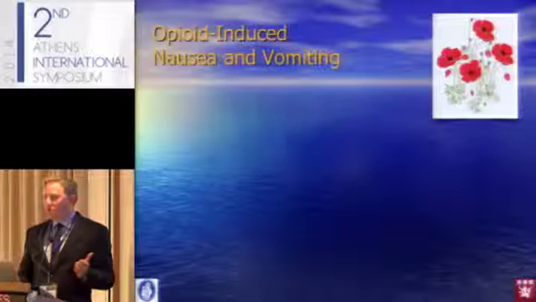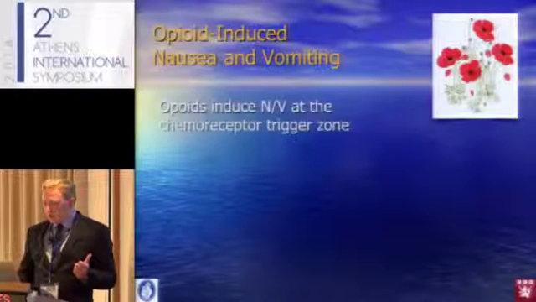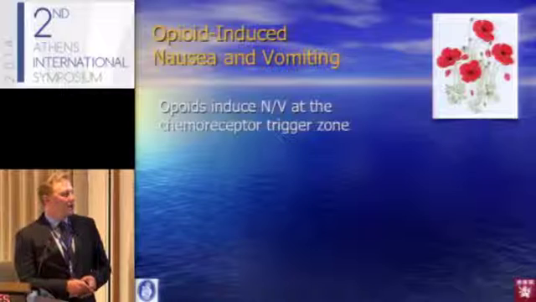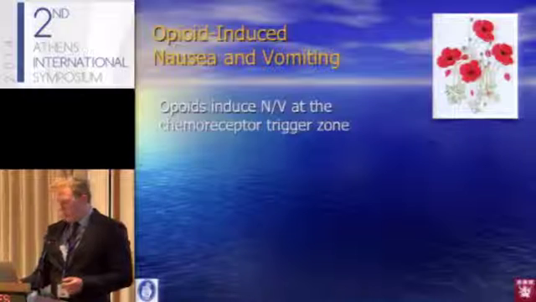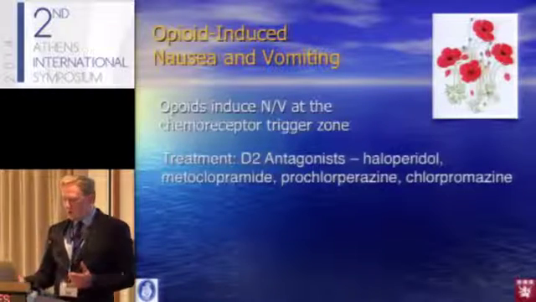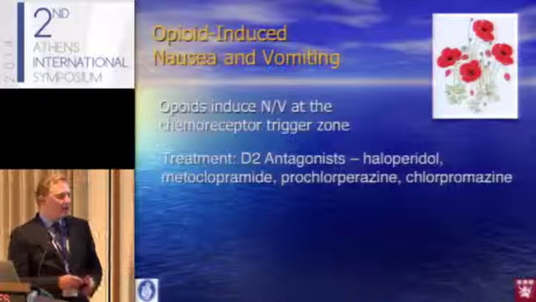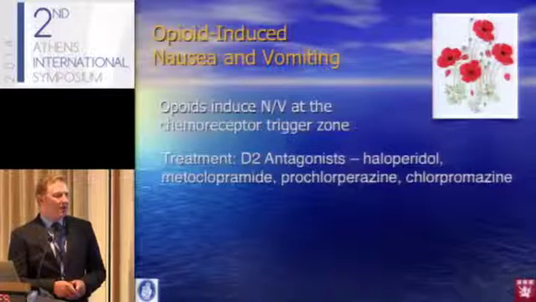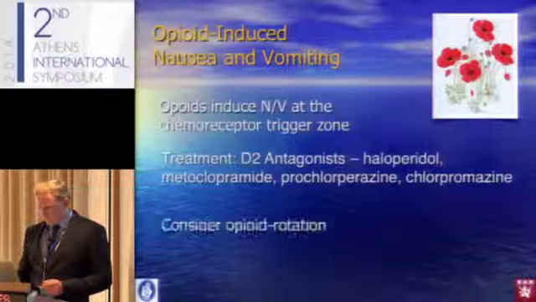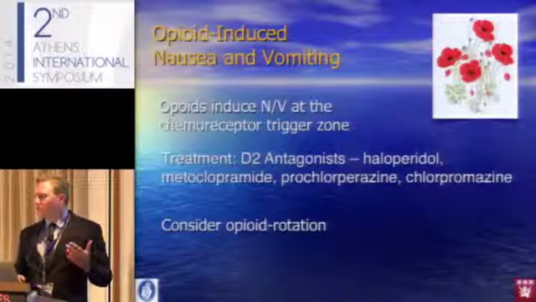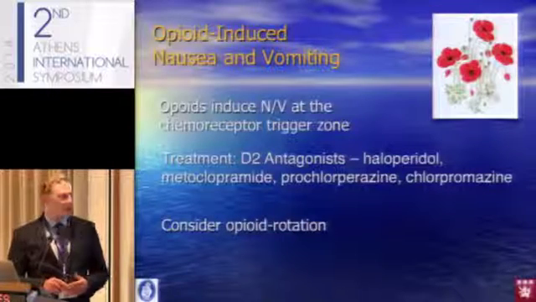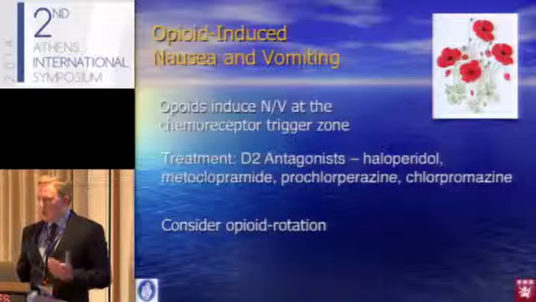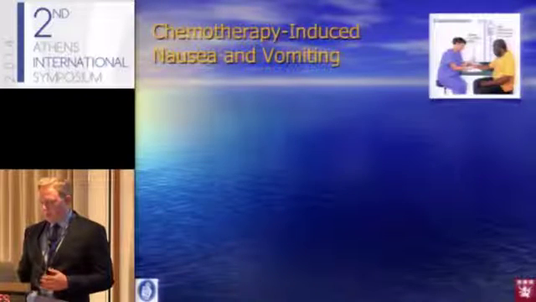Opioid-induced nausea and vomiting is something that's very common. The opiates directly affect the chemoreceptor trigger zone in the medulla and cause nausea. So based on the receptors that are located there, you can use dopamine type 2 antagonists: haloperidol, metoclopramide, prochlorperazine, and chlorpromazine. And what you can do is also switch opioids. For example, switch from morphine to Dilaudid, hydromorphone, or fentanyl patches. That sometimes helps, and you might be able to help with the nausea in that case.